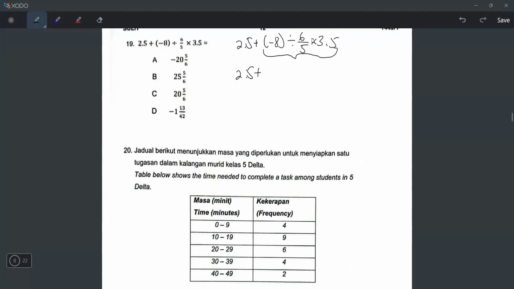And let's just use the calculator. Bracket -8, close bracket, divide open bracket 6/5 close bracket, and then times 3.5. Okay, I got -70/3. So now I will just press 2.5 plus answer. Because the answer is -70/3, so 2.5 plus answer. I got -125/6. And then now I look for the answer. I know it's not B, it's not C, because it's not negative. So it's either A or D, and the answer is A.